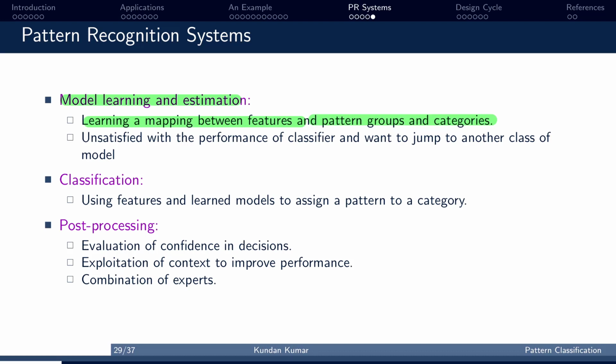And if we are unsatisfied with the performance of the classifier, then we have to choose another model. Suppose we have chosen some model and it is not giving good performance, then we have to change our model so that there will be a chance that the new model will give us a better accuracy. So once our model is created, then we perform the classification, using the features learned by the model to assign a pattern to a category.